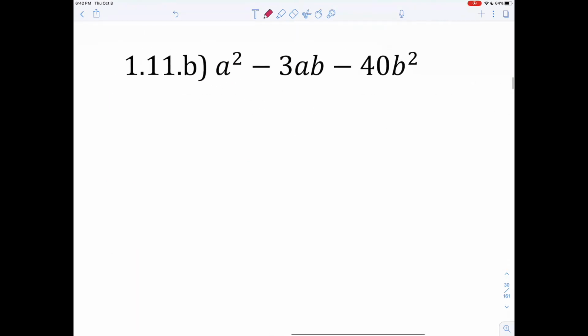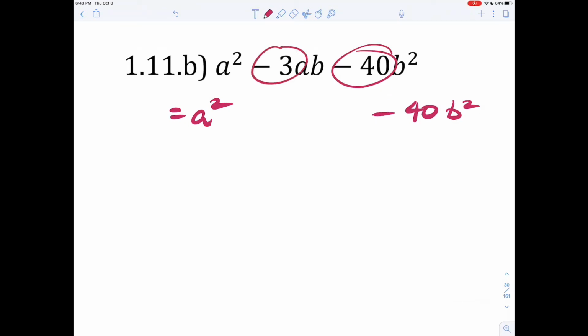And I'll also do this by decomp here. So we're looking for a factor pair of negative 40 that adds up to negative 3. So I've certainly got a squared. I'm certainly losing 40b squared at the end. And if I'm thinking of factors of this that add up to that, I'm personally thinking of negative 8 and positive 5.